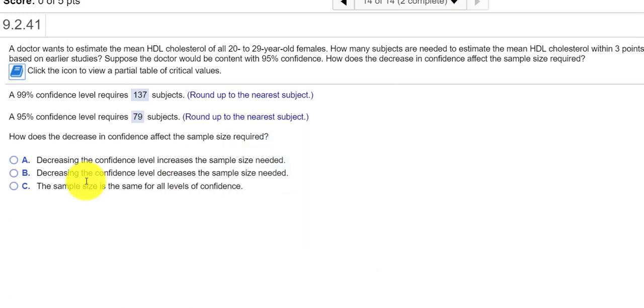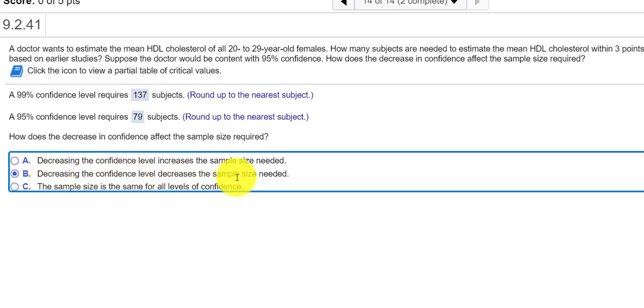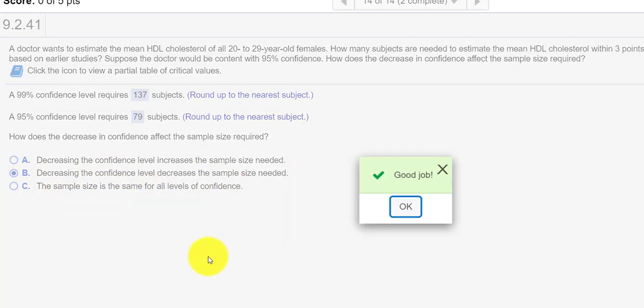Let's see what else we have here. How does this decrease in confidence affect the sample size? It looks like a lower confidence level reduces the sample size required. So I think that's part B: decreasing the confidence level decreases the sample size needed. Good job.